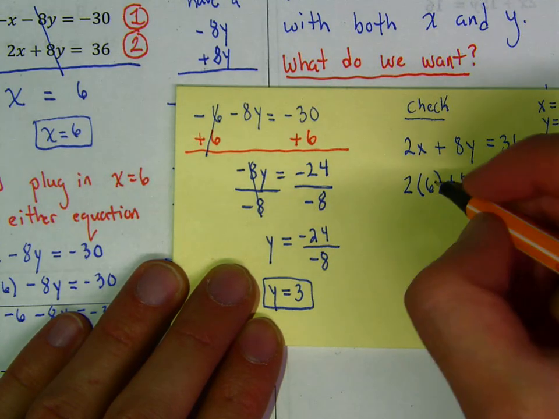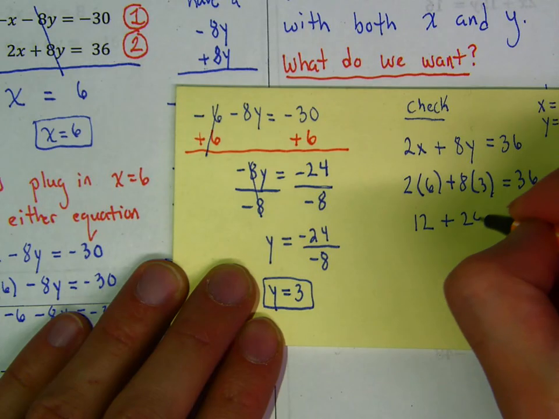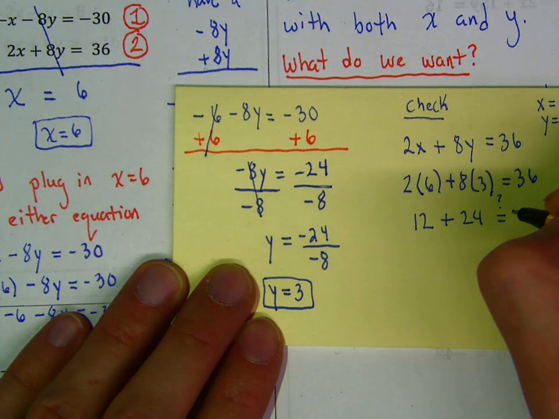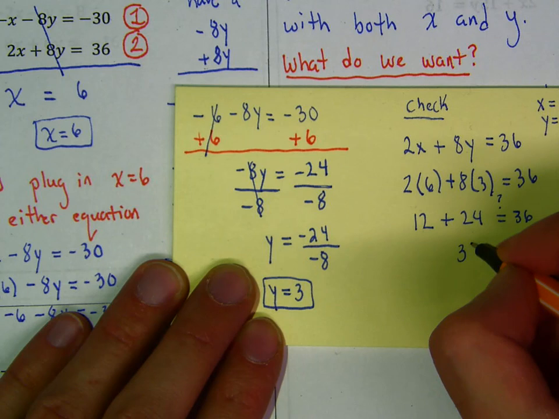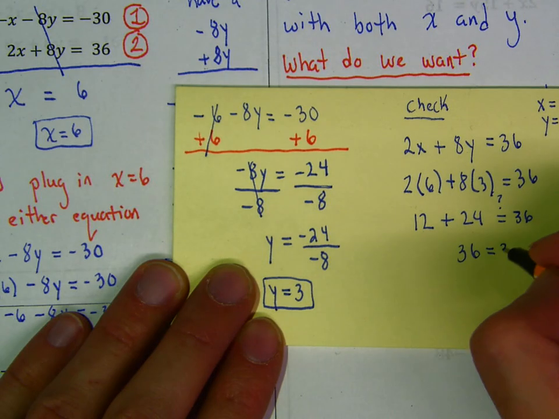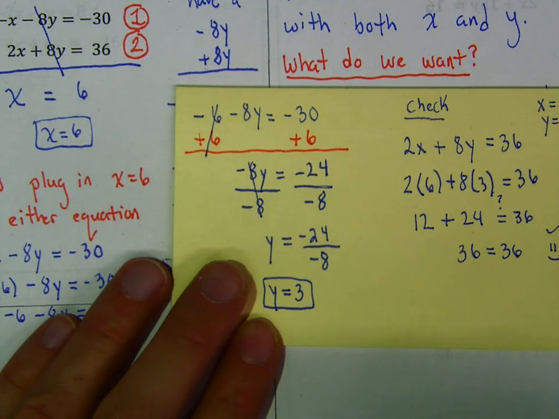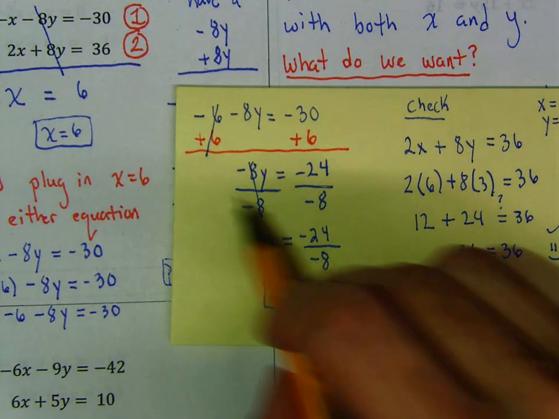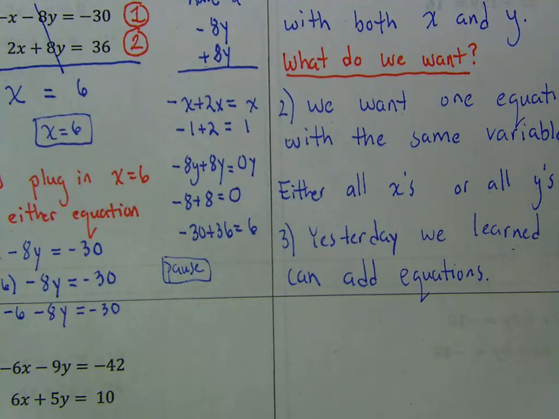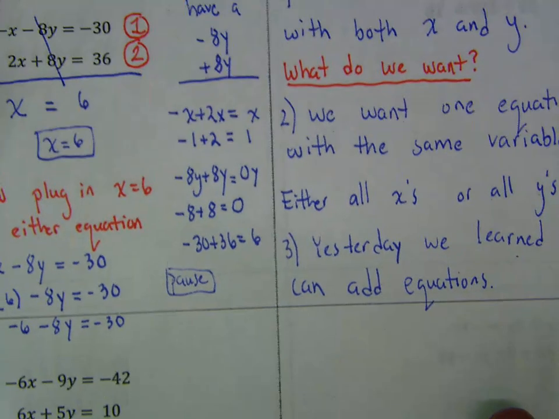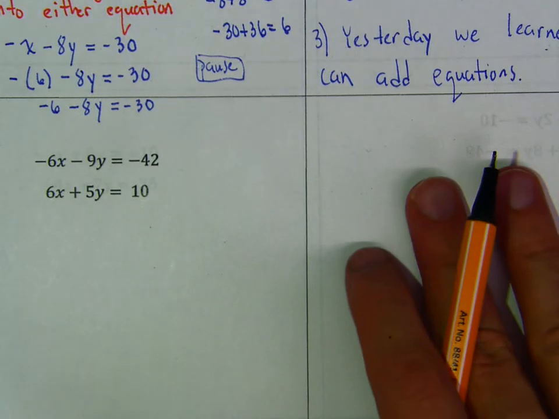And then what is going to happen? This is 12. 8 times 3 is 24. Question mark, does it equal 36? Yes, it does. 12 plus 24 is equal to 36. And then voila. Okay? So this is how you kind of go through this system of equations. What I'd like you to do is pause the video. Try this one on your own. Let's see what you got.